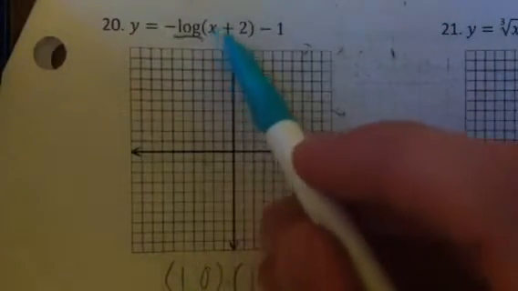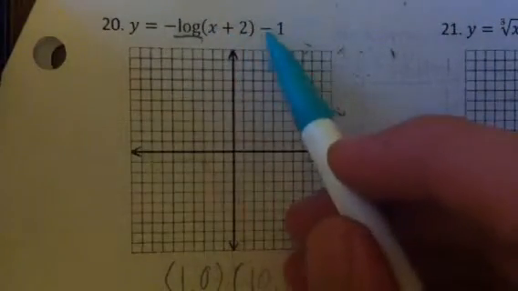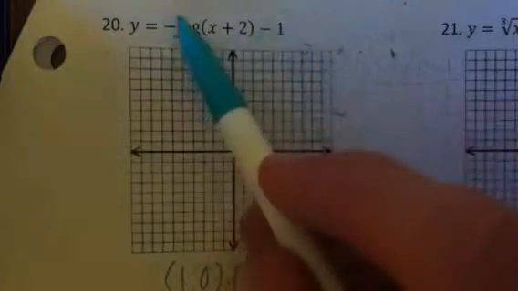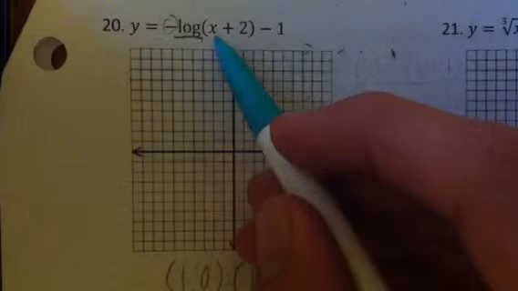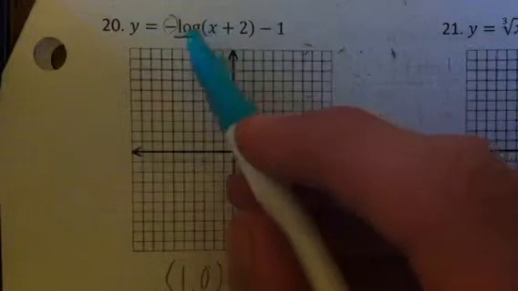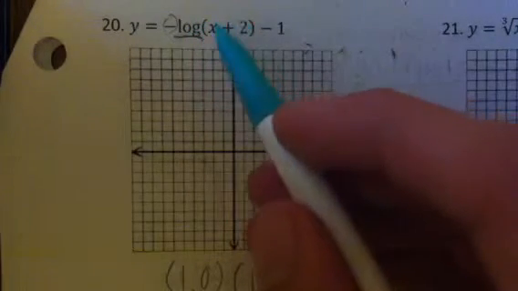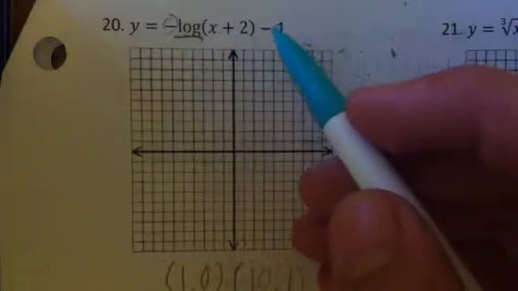Okay? Well, in this equation, we have x plus 2, and then the minus 1 outside the parentheses. We also have this negative out here. Now, since the negative is not within the parentheses and in front of x, this means we will be flipping over the x-axis, not the y-axis.